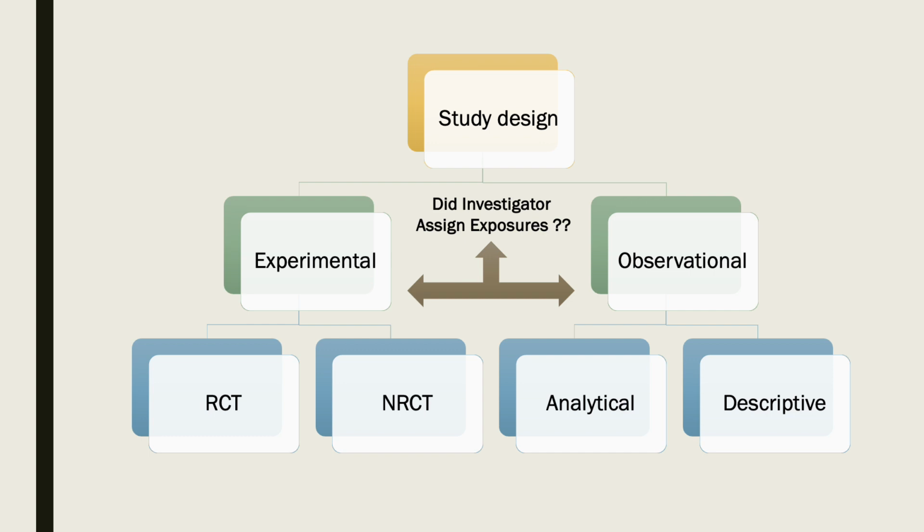So in the experimental, there are many subtypes. The main two subtypes: randomized controlled trial and non-randomized controlled trial. While in the observational study, we have analytical and descriptive studies. So the main difference: in the experimental, we as the principal investigator assign the patient to take the medication or not take the medication, assigned to the intervention.